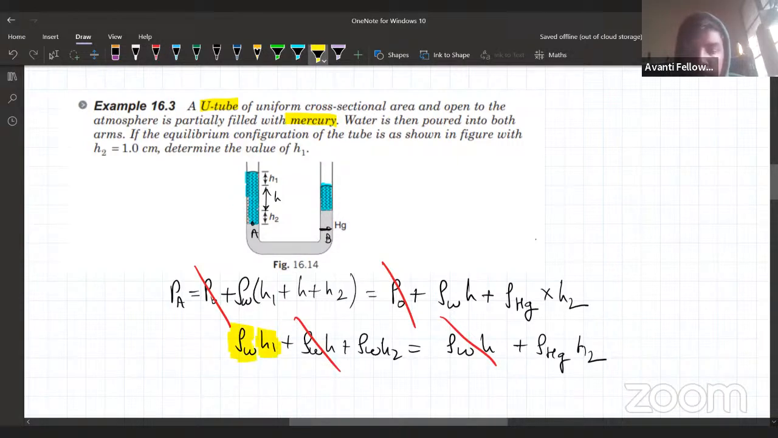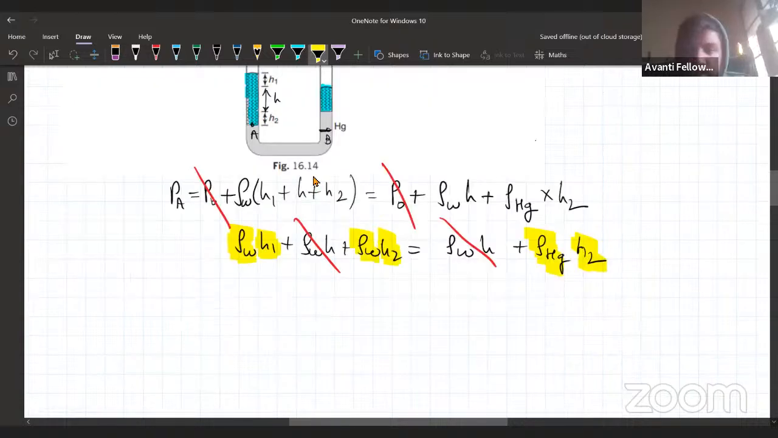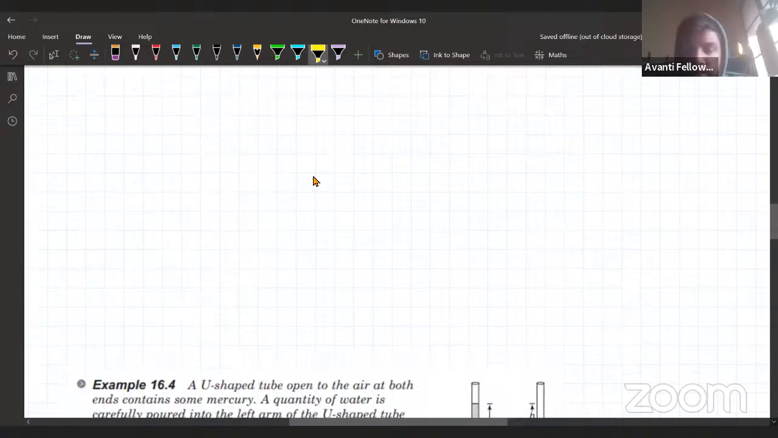We know rho W is 1000. We know rho Hg, I'll tell you, and we know H2. You just have to solve it, right? Let me just tell you the value of rho Hg. You can solve it, right? Till then, try this question.